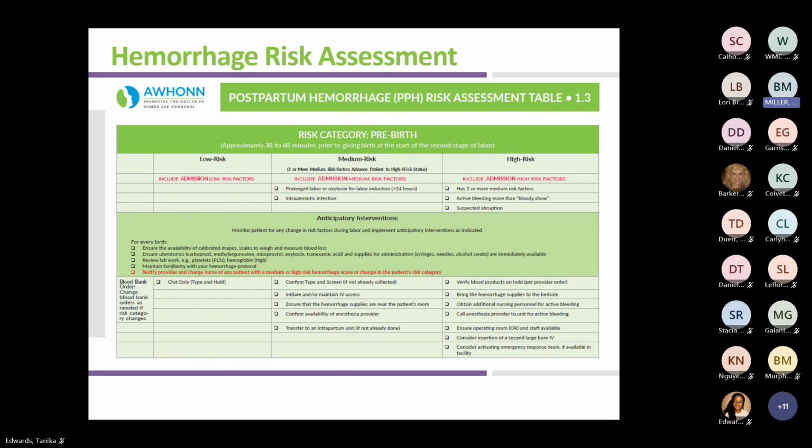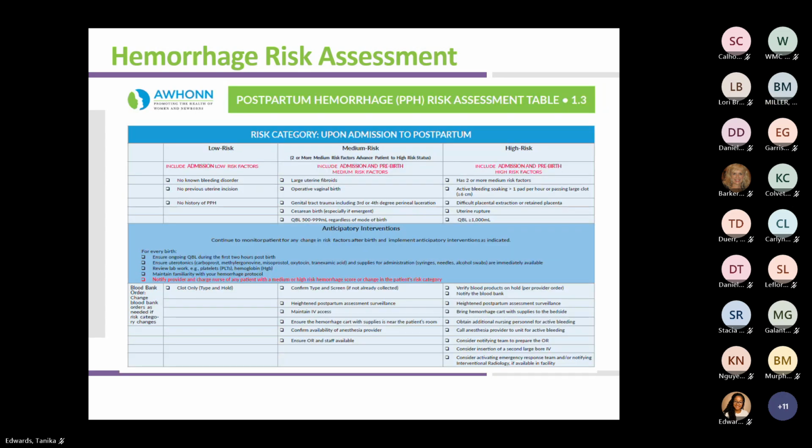And this one is your pre-birth, right before birth. Were you given MAG? Was the patient on Pitocin for over 24 hours? What else was going on with this patient? Did they have hypertensive emergencies during this time? And this will help guide you through that as well.